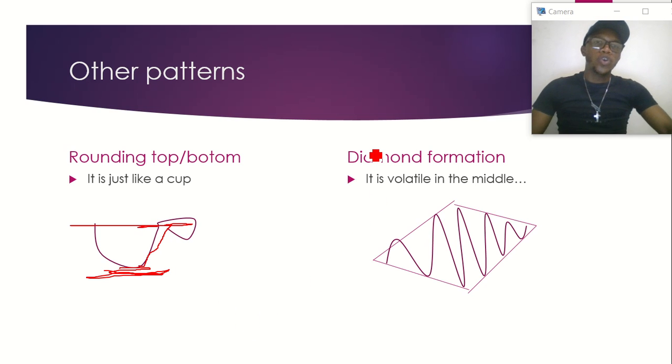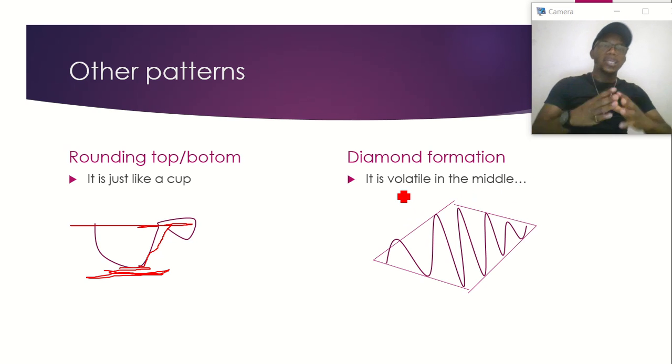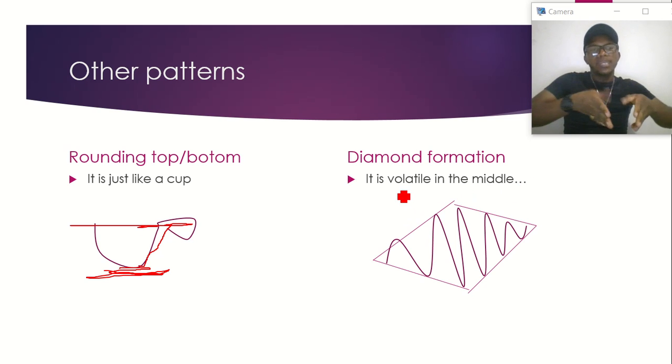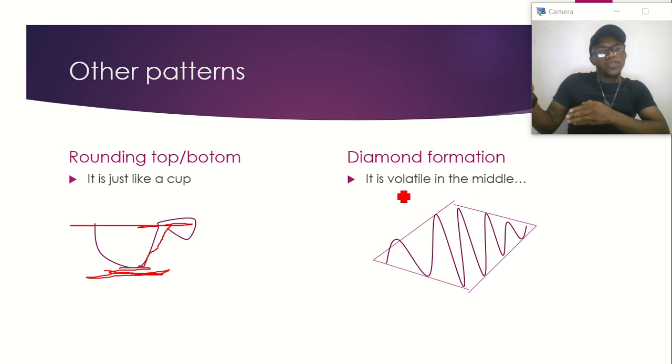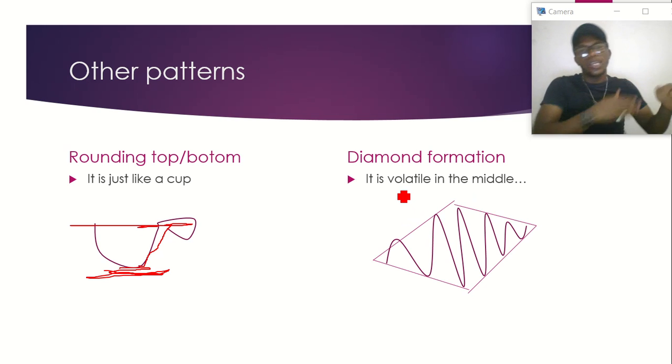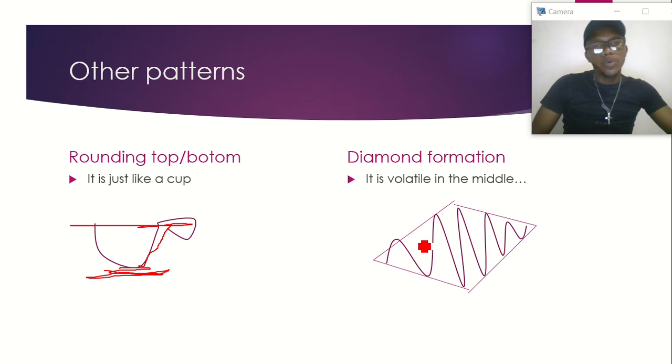And there is also what we call the diamond formation. This is when the market is volatile only in the middle. From the beginning of the trade it is not volatile, and towards the end of the trend too. So many people, when they observe this diamond formation, place their trades here and their exit spots here. They simply trade what we call the diamond formations.